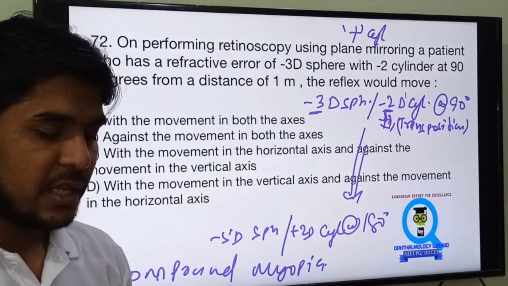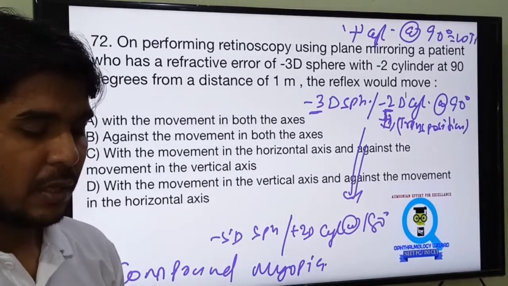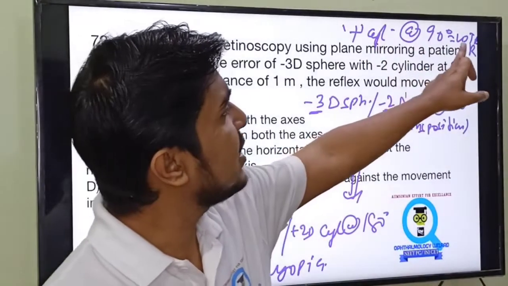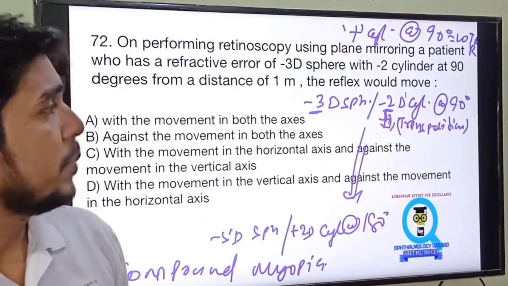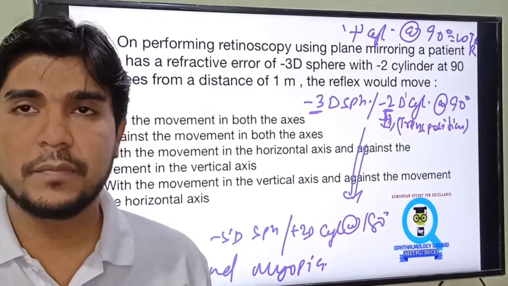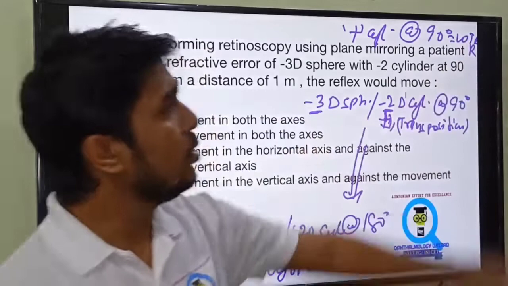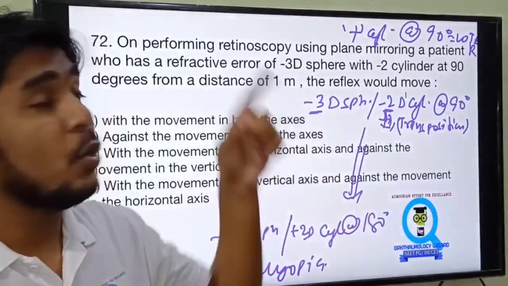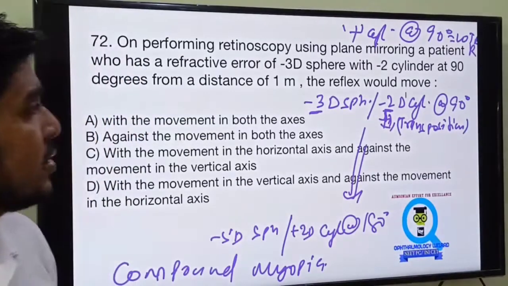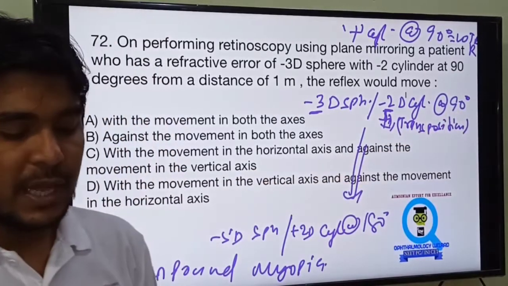Plus cylindrical at 90 is with the rule. Means minus cylindrical at 90 will be against the rule. Since plus cylindrical at 90 is with the rule, plus cylindrical at 180 will be against the rule. Right? Now here you see, it is minus cylindrical at 90, so it will be against the rule.